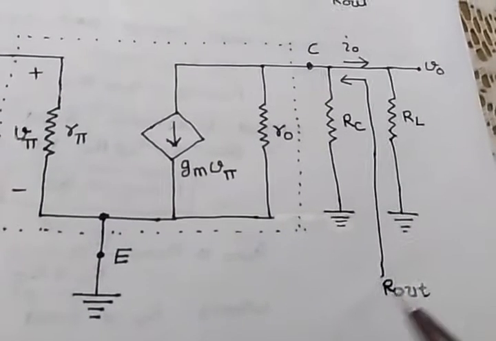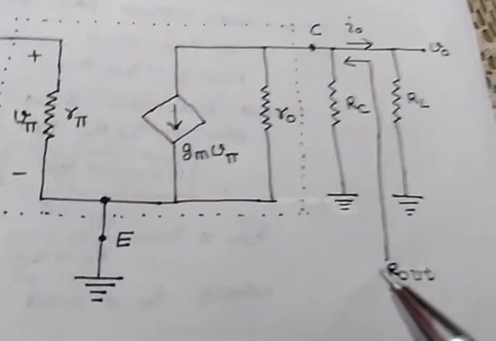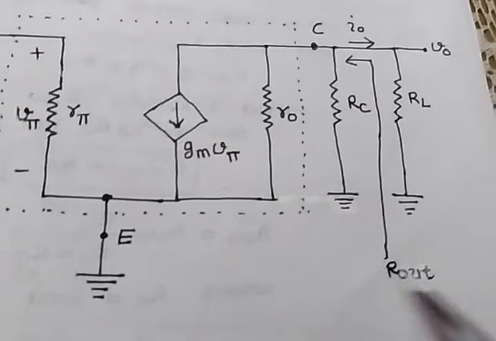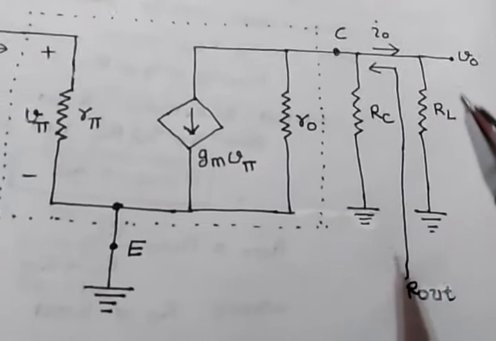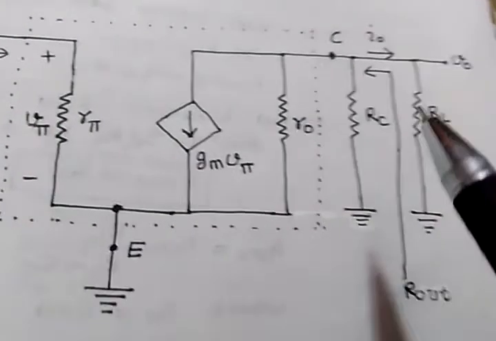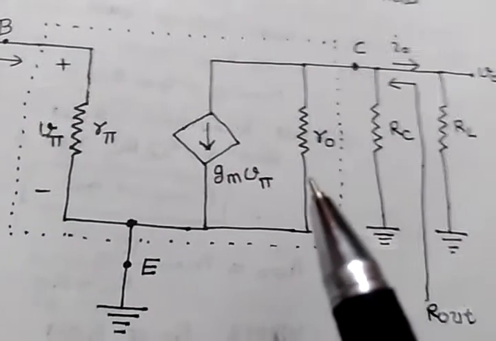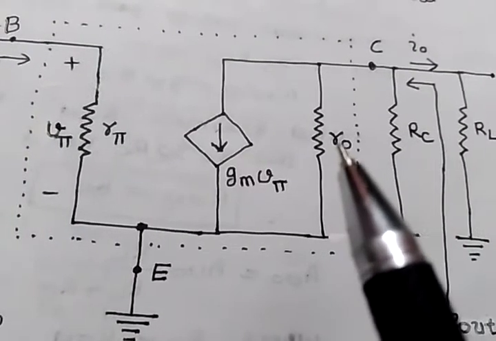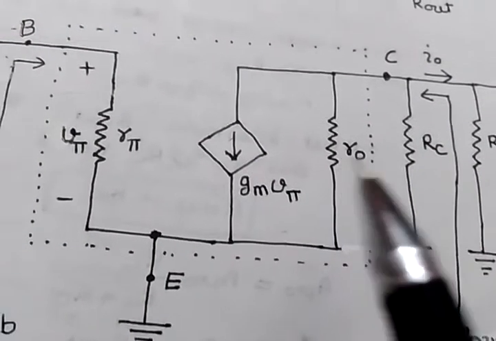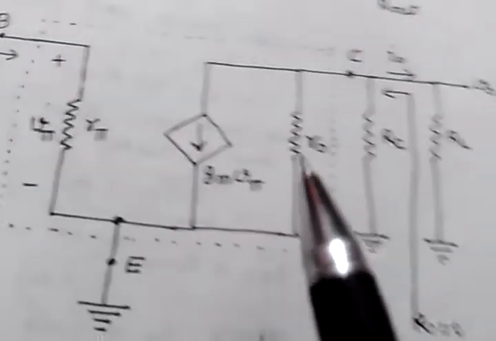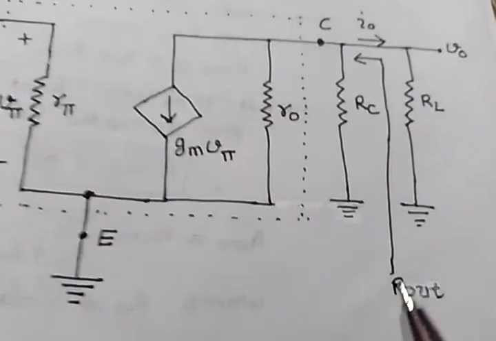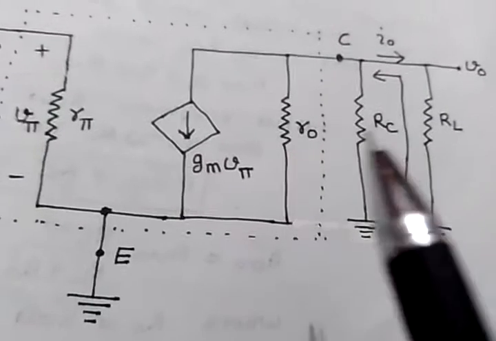Output resistance of common emitter configuration is the resistance between ground and collector without considering the load resistance RL. From the figure, it is clear that transistor output resistance RO and collector resistance RC are in parallel. So we can write Rout equals RO parallel RC.